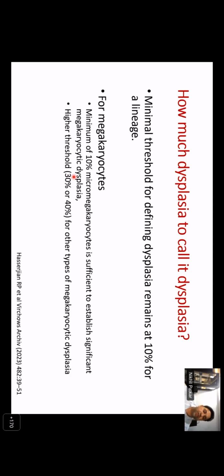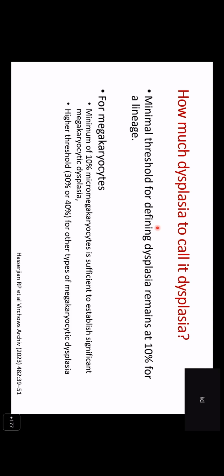So the next question one should ask is how much dysplasia is required to call it dysplasia? The minimum threshold for defining dysplasia remains at 10%. How is this criterion of 10% arrived at? It is largely arbitrary and derived by experts, but it is still the best threshold that people agree upon that will distinguish a reactive condition from a neoplastic condition, but it is still completely arbitrary.